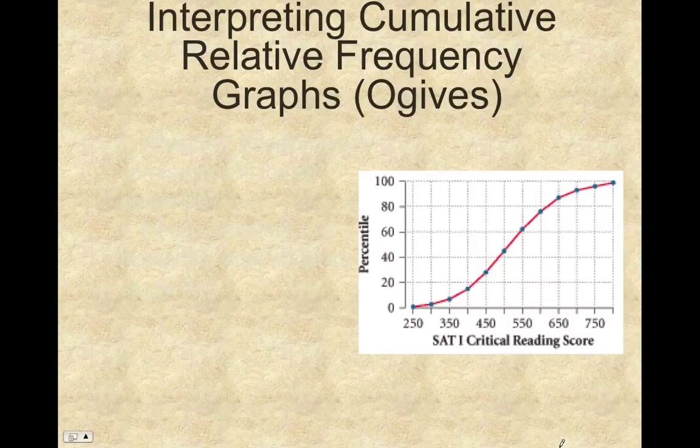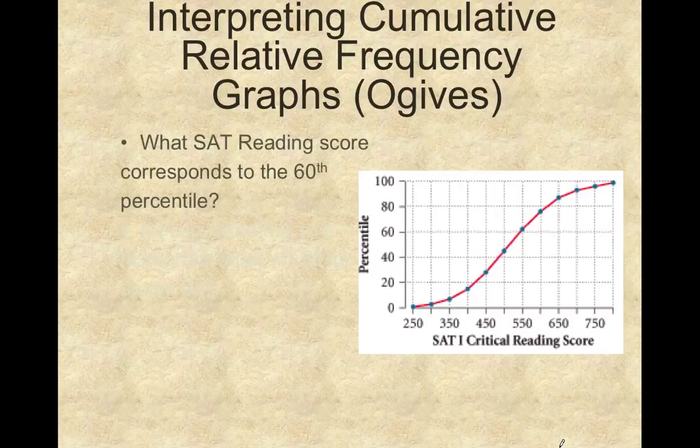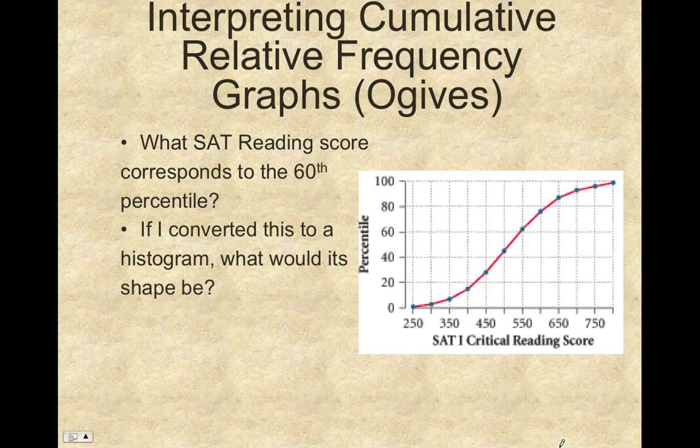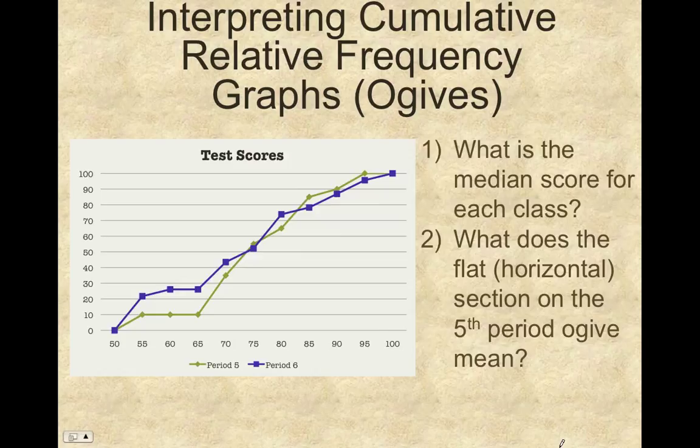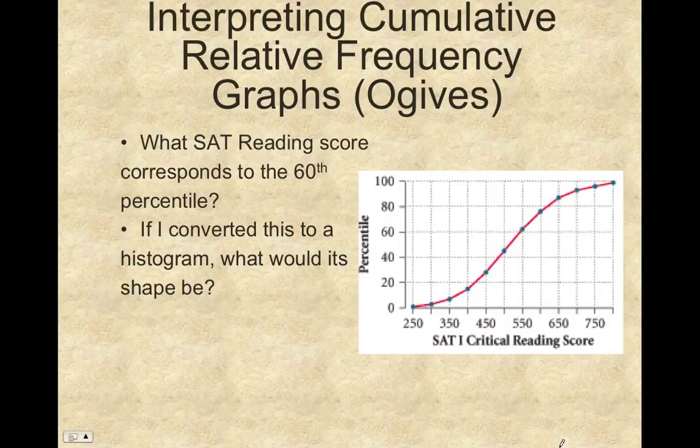Since we have a little time and we are nearing the end of the chapter, I thought we could review ogives a bit. That seems to be something that students often want to see an extra example of. So I have a few questions for you off of this cumulative relative frequency graph. My first is, what SAT reading score corresponds to the 60th percentile? My second question is, if I converted this to a histogram, what would its shape be? We'll get to that one next. So pause the video for 2 minutes and allow students to answer these two questions.